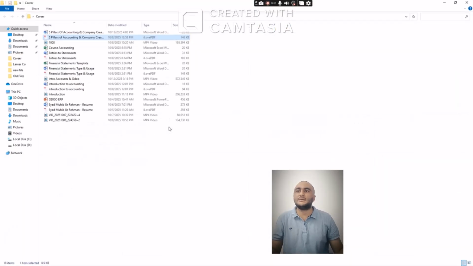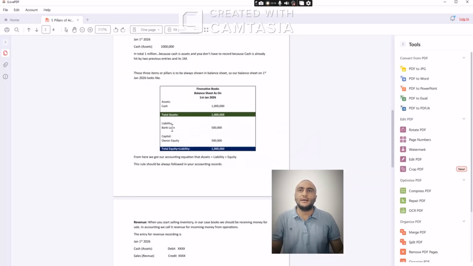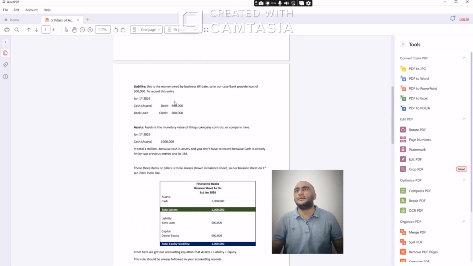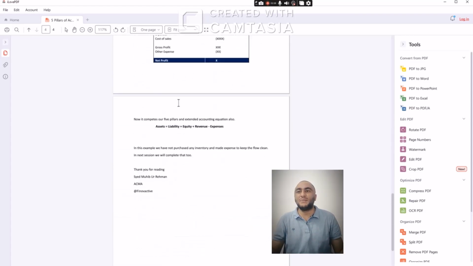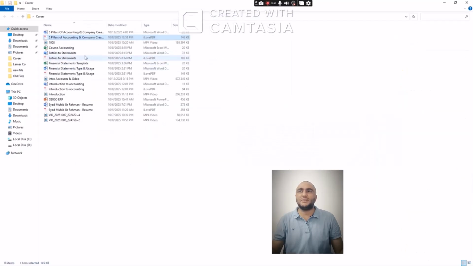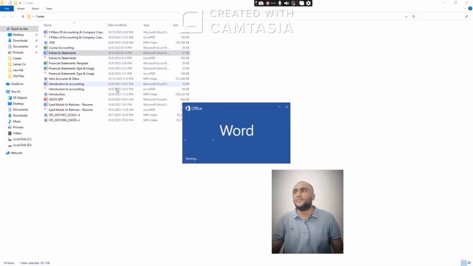So let's say on 2nd Jan 2026, the very next day, the owner thinks that we should buy some capital assets to run the business. We need bookshelves, we need chairs, we need a table, we need a calculator, we need a computer, and so on. So he thinks that we should purchase some assets. To purchase assets, we can purchase bookshelves.